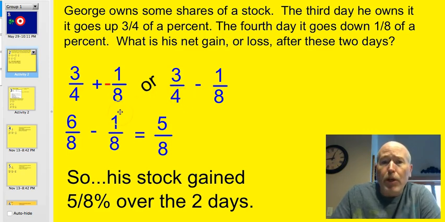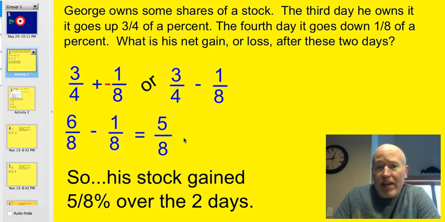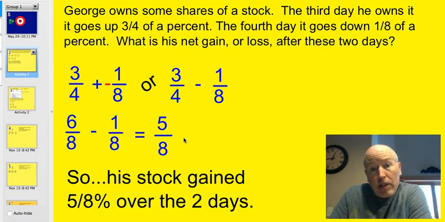Well, in this situation, you have to have a common denominator, and these are unlike denominators. So I renamed 3/4 to 6/8. Then I can quickly subtract straight across like we did before. 6/8 minus 1/8, 6 minus 1, leaves a total of 5/8 as my answer. So his stock gained 0.5% over those 2 days.